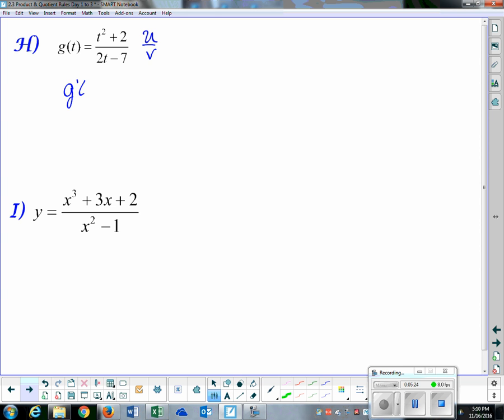So G prime of T is the derivative of U times V. So the derivative of the top will be 2T times V, 2T minus 7, that bottom, minus the derivative of the bottom times the top. So it's minus V prime, U. The derivative of the bottom is a 2 multiplied by the top, T squared plus 2, all over the bottom squared.